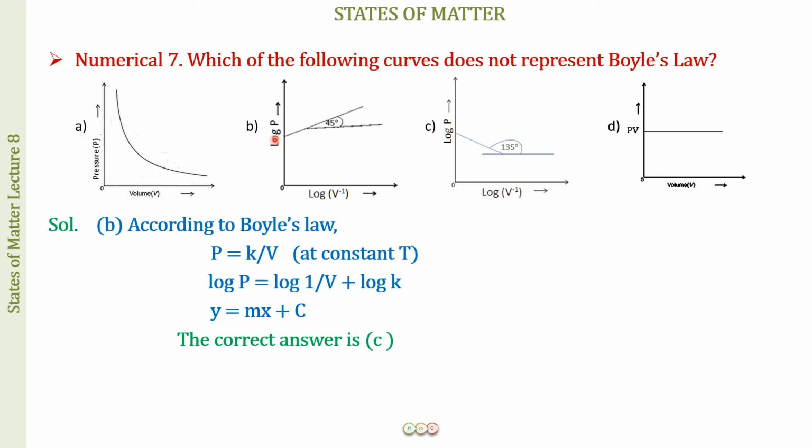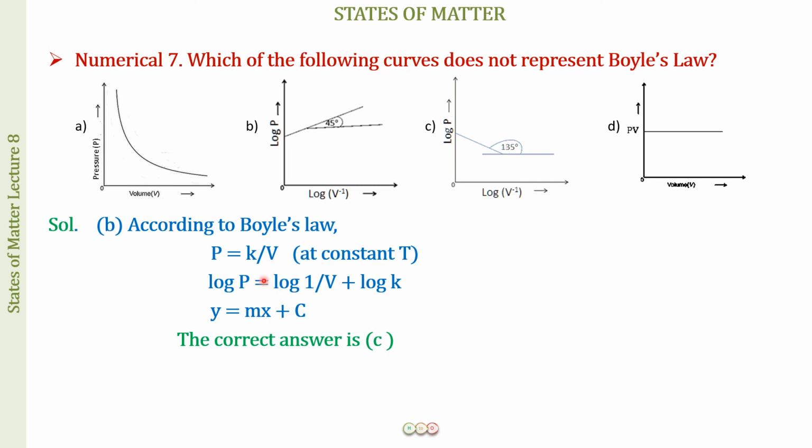Okay, now when I draw the graph for this, log P on the y-axis, log 1 by V on the x-axis, what I will be getting is C as the intercept on the y-axis, right? So this is going to be my point, which is going to give us the value of log K. Okay, the next we have is M, and M over here is 1.